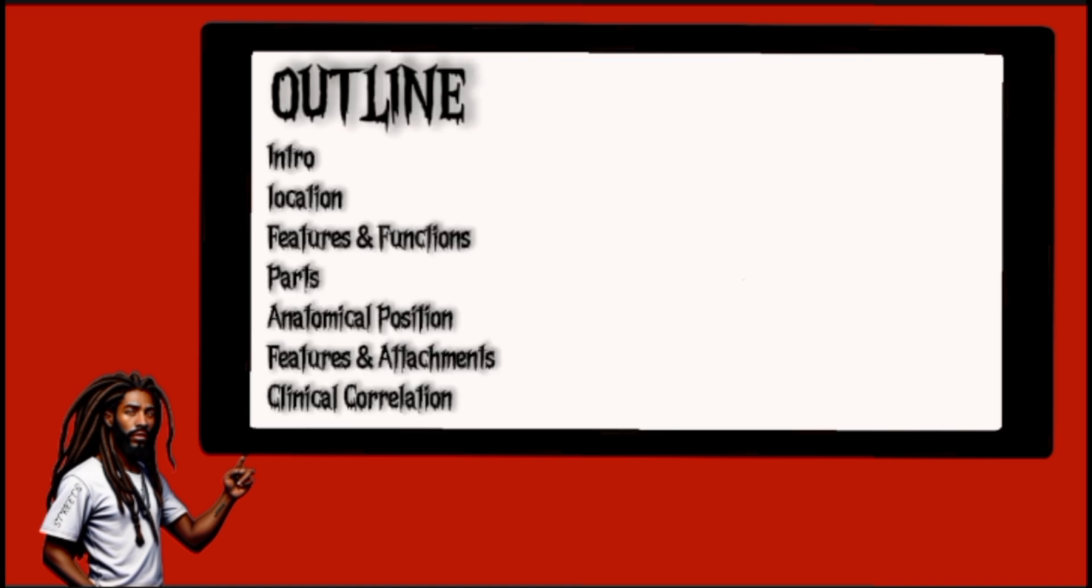We are going to be looking at the introduction to the bone, the location, its features, parts, anatomical position, features and attachments, and clinical correlations. Now we can dive straight into introduction.